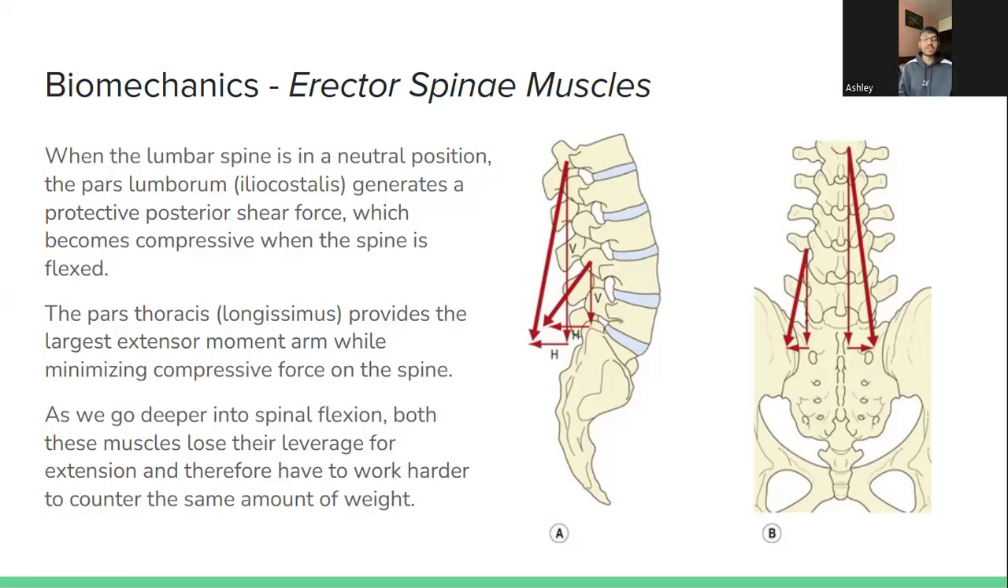Why am I telling you this? This is just one example of showing you how movement and muscles change and how forces change. A lot of people tell you that shear is bad, compression is bad, this is bad, that is bad.